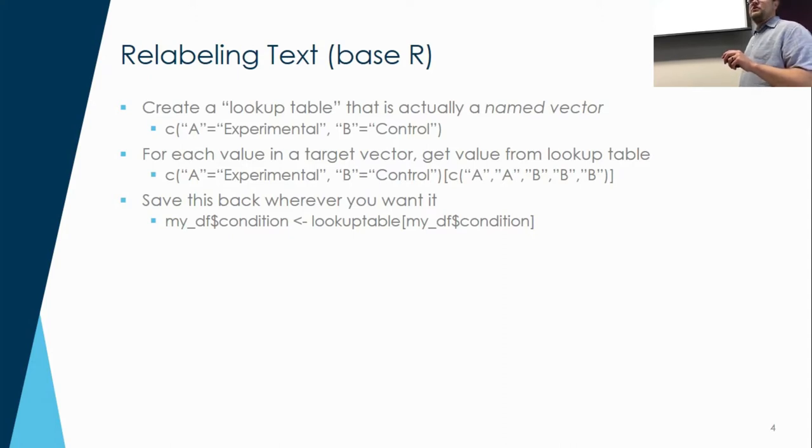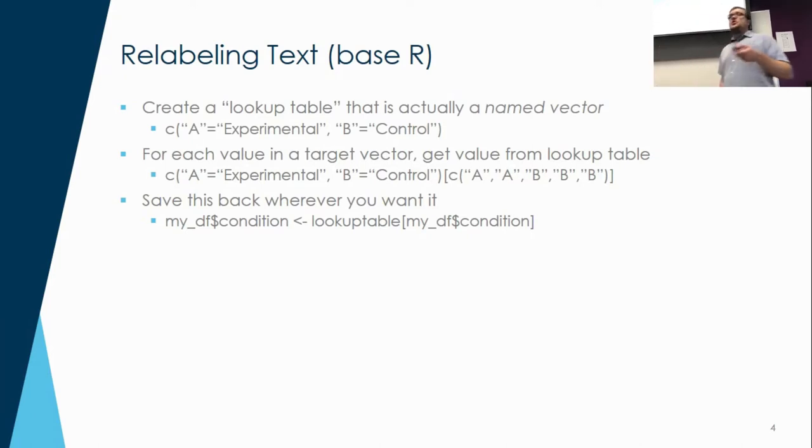It's a kind of vector. It's real obvious when you think about it. This is called a named vector. Named vectors have what are called key-value pairs, where individual keys are what is actually located in the data, and then the value is what is displayed to you.